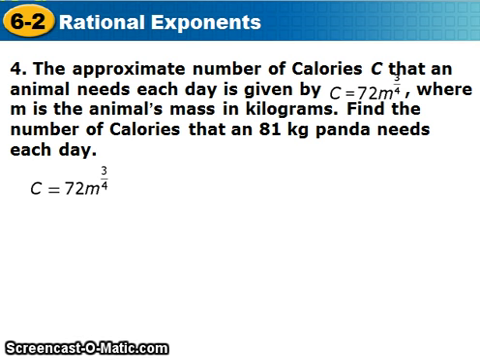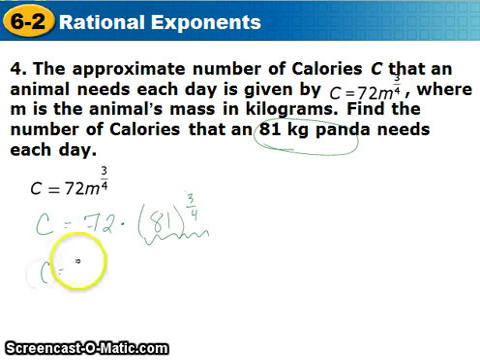Now there are some applications of these fractional exponents. For example, the approximate number of calories that an animal needs each day is given by C, the number of calories, is 72 times m to the 3/4, where m is the animal's mass in kilograms. So if I have an 81 kilogram panda, and I want to know how much it needs to eat each day, the number of calories is going to be 72 times 81 to the 3/4.